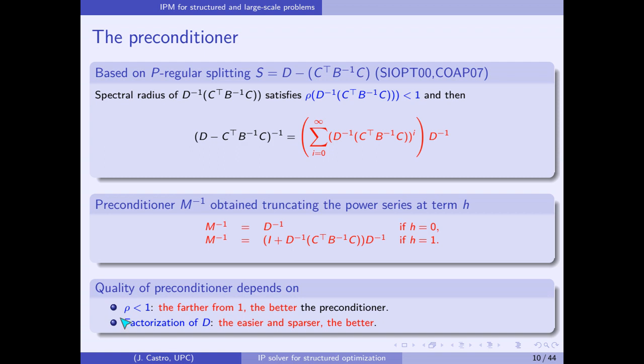The second factor, which is important in the quality of the preconditioner, is the matrix D. At each iteration of the conjugate gradient, we have to factorize matrix D. And the easier and the sparser, the better. But this is something that we can control a priori, okay?